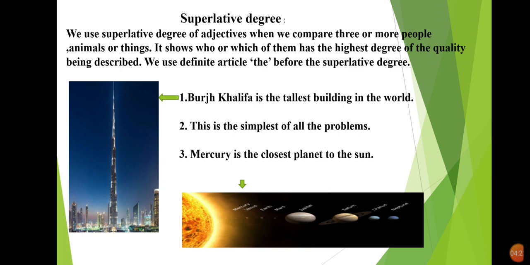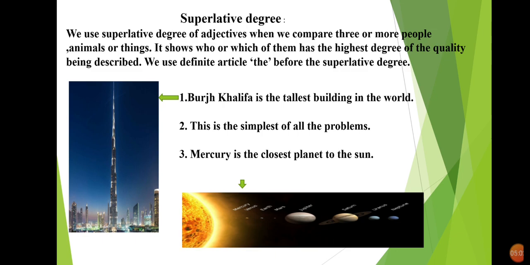Superlative degree. Superlative, the word itself gives you a clue: something is superb, right? So we use the superlative degree of adjectives when we compare three or more people, animals, or things. It shows who or which of them has the highest of the quality that is being described. Yes, we can say who is the best. We use the definite article the before the superlative degree.